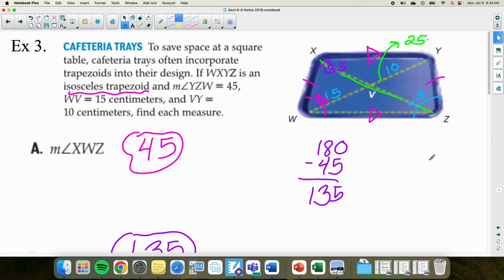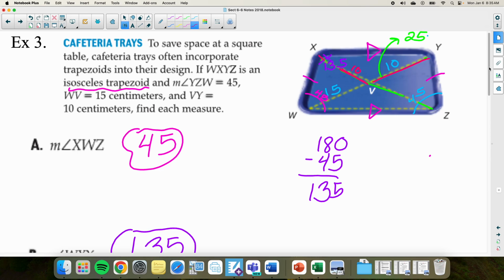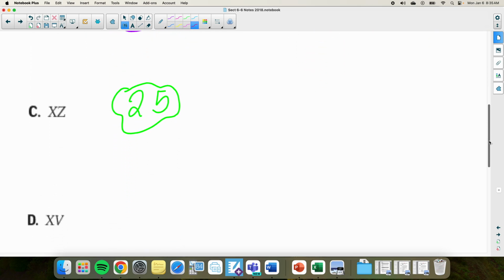Because what they're asking us for, and this is kind of getting cluttered here, is xv right here. If this is 10, this is going to be 10. If that's 15, this is going to be 15. So our answer for xv is just 10.